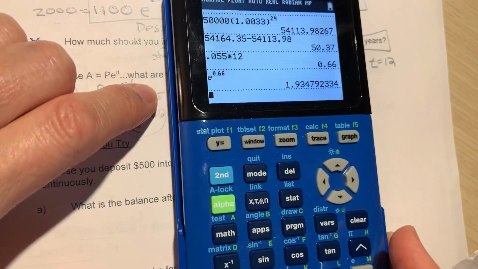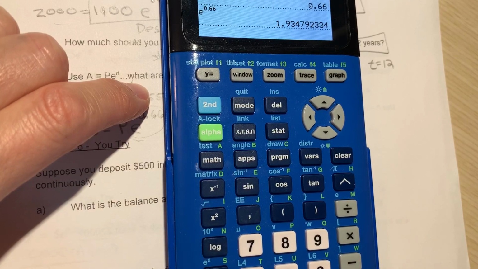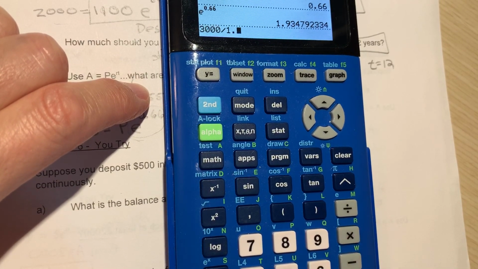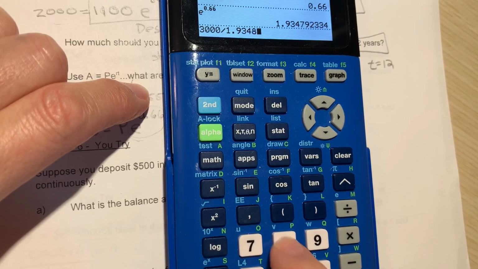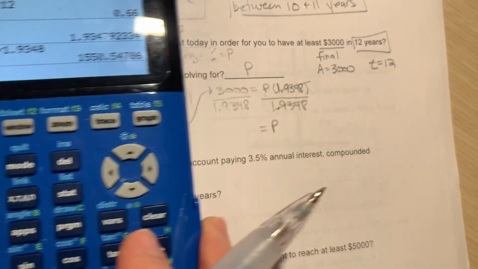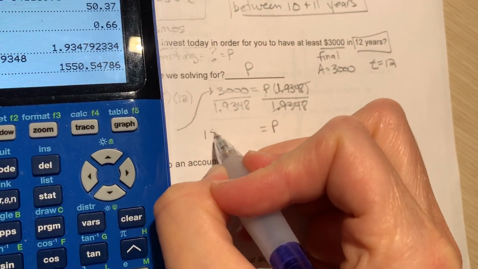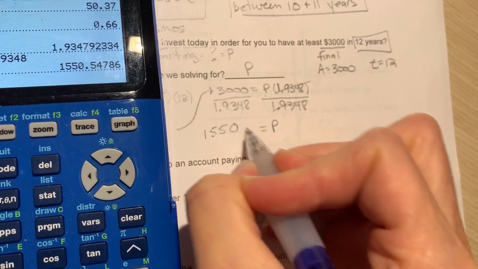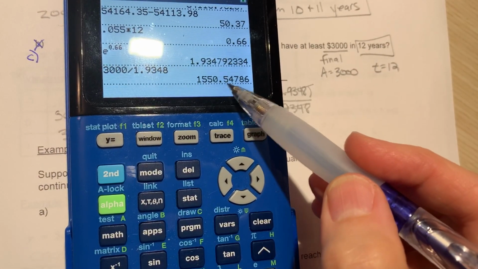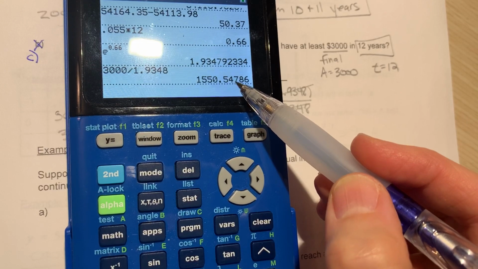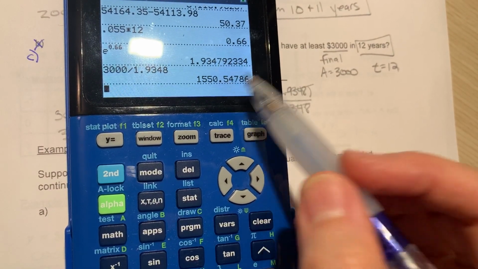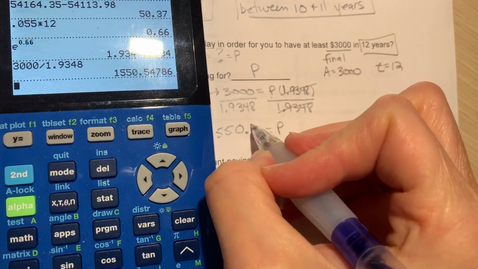And this you're going to want to put in the calculator. So I'm going to do $3,000 divided by 1.9348 equals 1550.47. And this is money. I want 2 decimal places. The number after the 4 is a 7, which is bigger than 5. So I'm going to bump that 4 up and make this 55 cents.